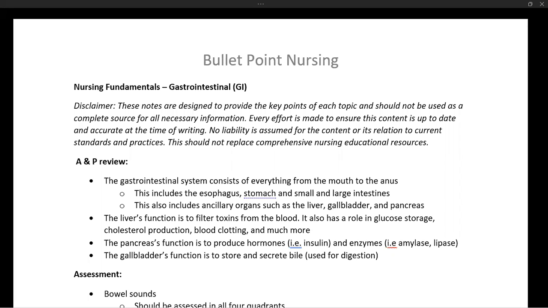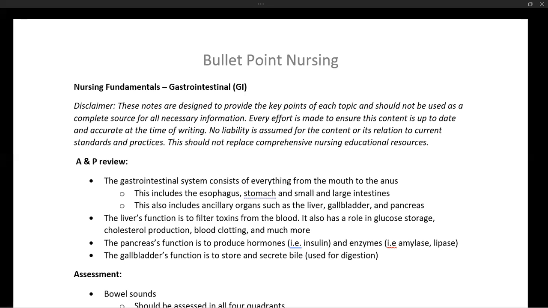Let's get started. Today we're going through gastrointestinal issues, and we're doing this at the nursing fundamentals level. Let's begin with a brief anatomy and physiology review. The GI system or gastrointestinal system consists of everything from the mouth to the anus. This includes the esophagus, the stomach, the small and large intestine. It also includes some organs that relate to digestion, such as the liver, the gallbladder, and the pancreas.